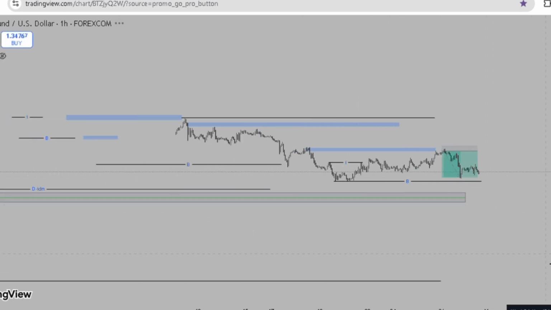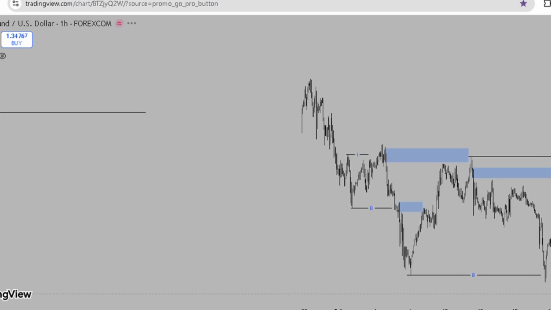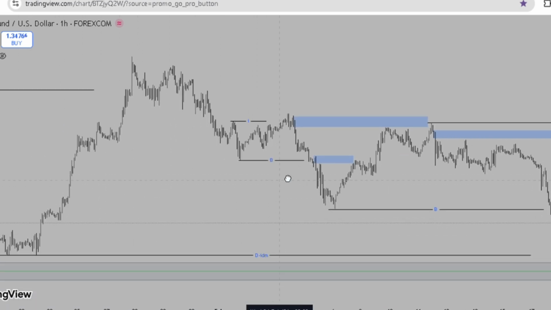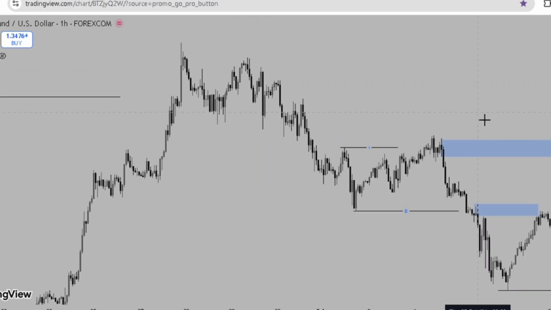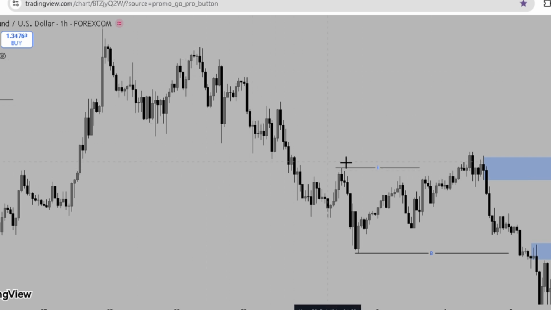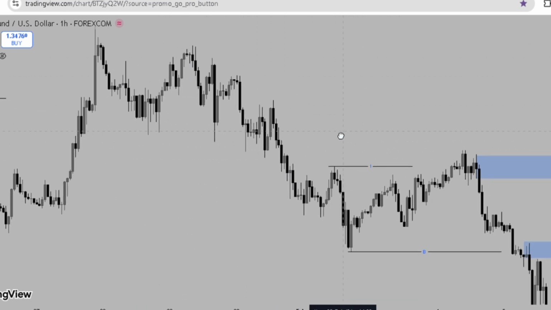I went to 1H and I started seeing the structure the market started doing from the top. You can see when the market did a daily break of structure here, and a daily break of structure here. I didn't start selling from here because I wanted the market to give me confirmation that it's actually selling to the daily inducement. As you can see, the market starts creating impulse, correction, impulse, correction.